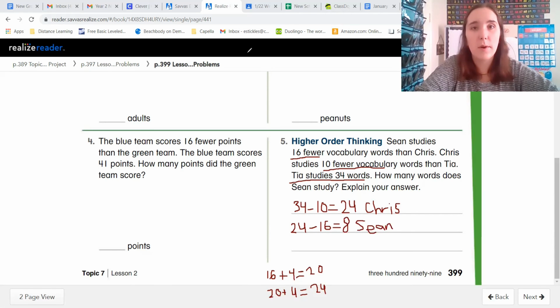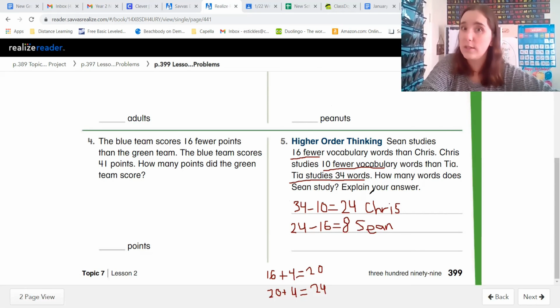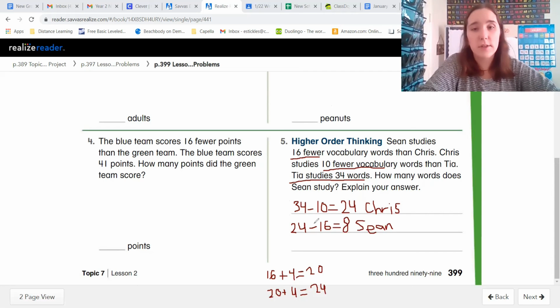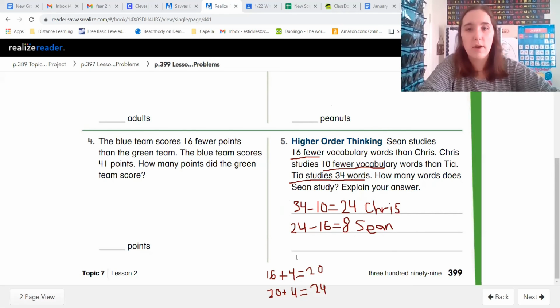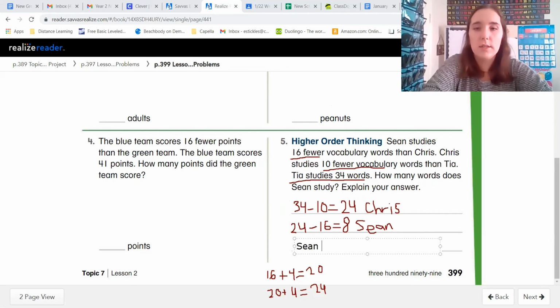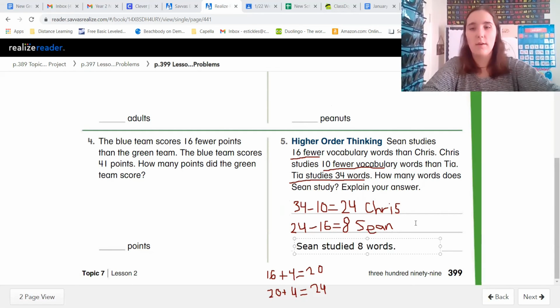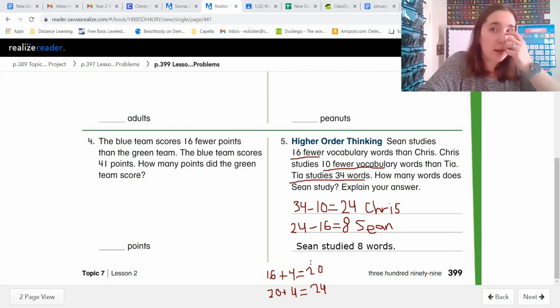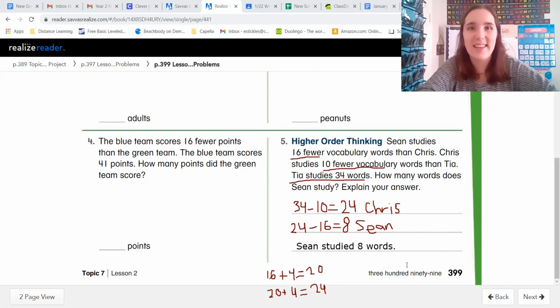Now we have to explain how we know our answer. And that's how we got our answer, right? We know that Tia's number minus 10 equals Chris's number, which is 24. And then Chris's number minus 16 equals Sean's number. And that means he studied 8 words. So I'm just going to write out right here, Sean studied 8 words. Okay, so that's how I explained my answer. I showed my work and explained it, and then I made sure to make my answer very clear. Let's go ahead and turn the page. We got one more problem.